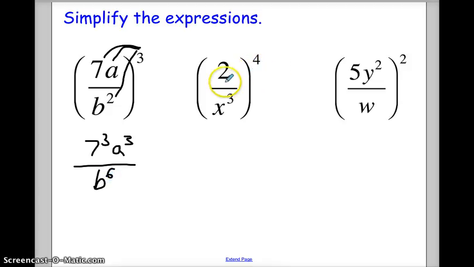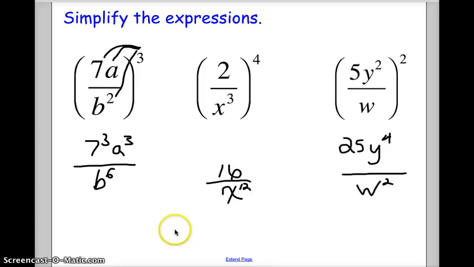Take some time and try to simplify these two expressions on your own. Here are the simplified answers for the 2 remaining expressions.